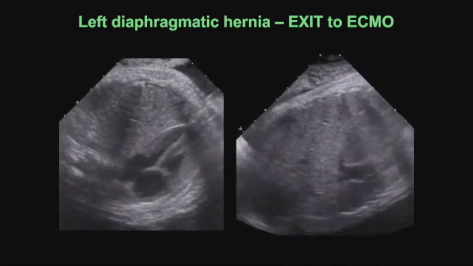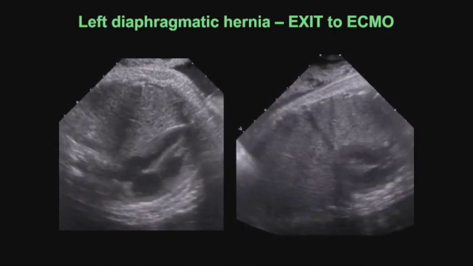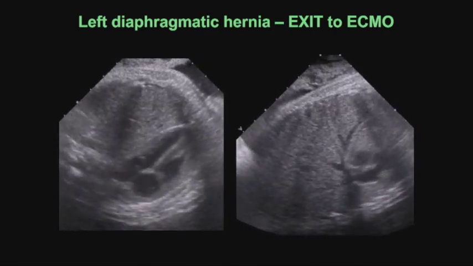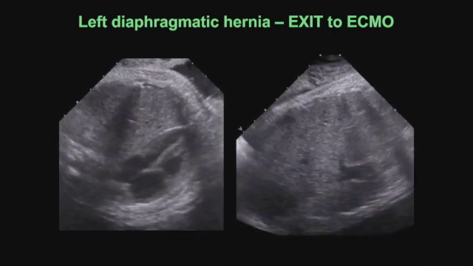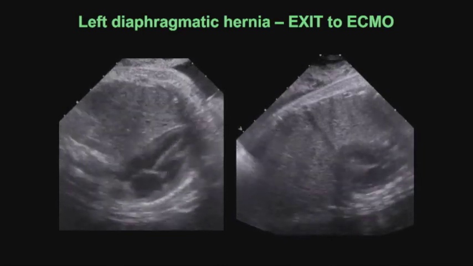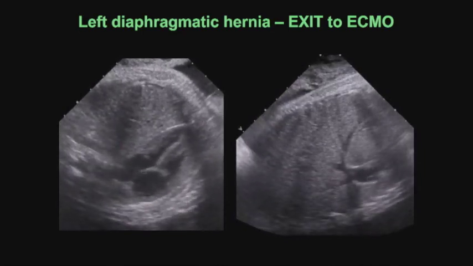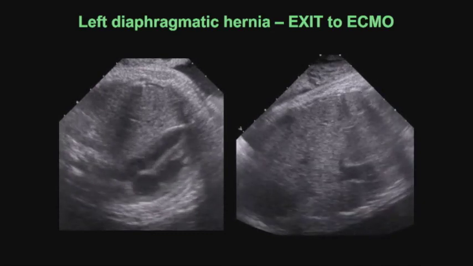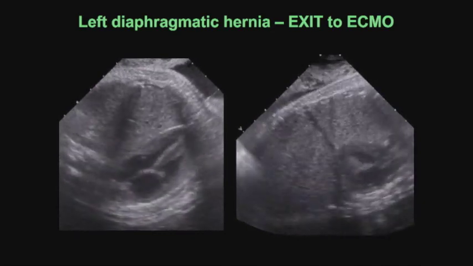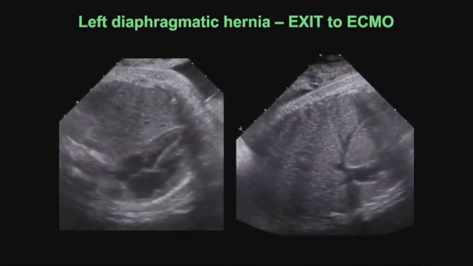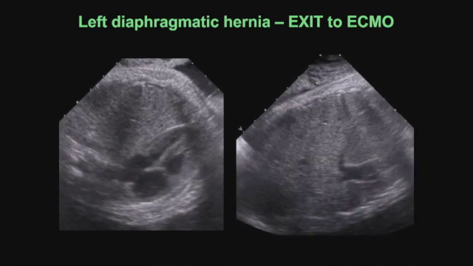So how does it work? The cesarean delivery is begun, the fetal chest and neck are delivered part way, and the catheters are placed into the internal carotid artery and into the jugular vein, and we monitor very closely with ultrasound.